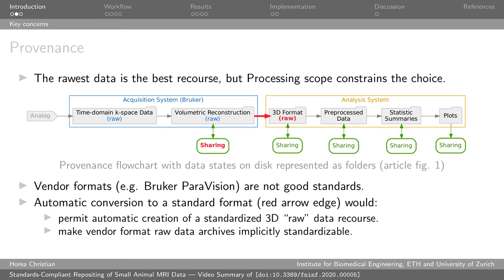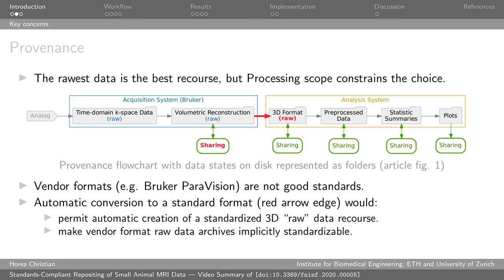a number of benefits. First of all, it would permit automatic creation of a standardized 3D raw data resource. It would be raw simply because no processing has been done. It would, of course, not be the same as the volumetric reconstruction because something is changed about this data, but it would be raw in the sense that no large-scale interventions were performed on it. So, if this red arrow is available, then basically the step from whatever scanner format you get from your scanner to a shape of the data which you can either automatically analyze with community developed tools or share with others can be automatically done. This is not something which has to be manually finagled.